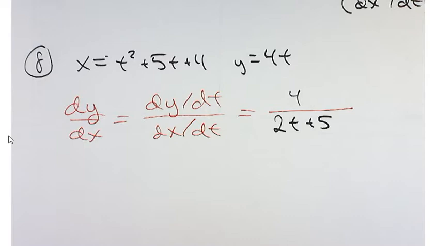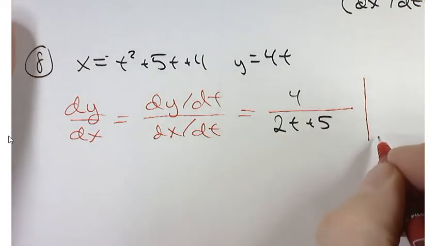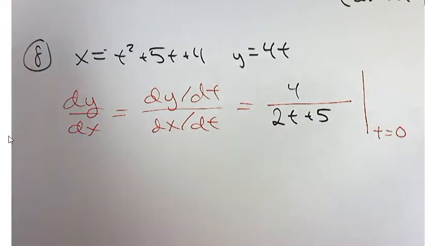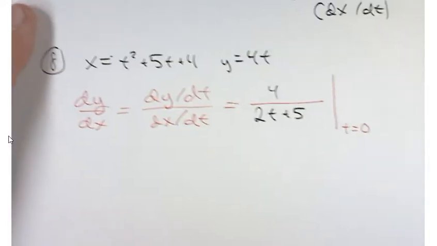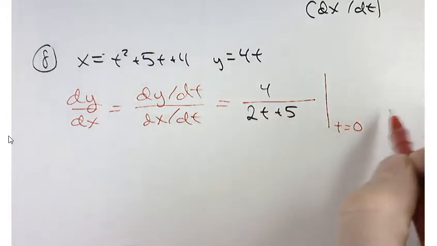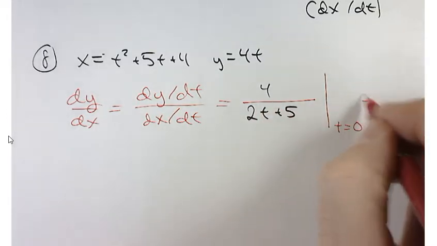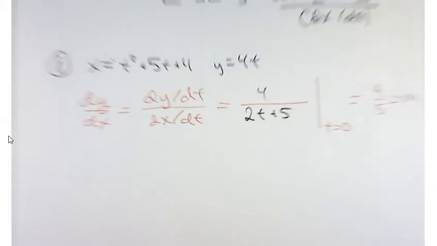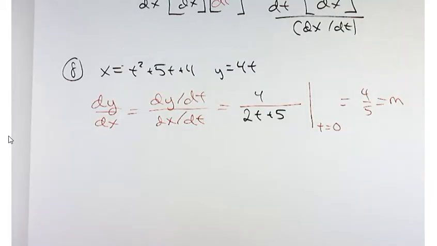Now, in this particular problem, I think they want the slope of the tangent line and the concavity at t equals 0. So if I want the slope of the tangent line, we're going to evaluate this function at t equals 0. So let's see what that gives me. Well, it's going to give me 4/5, right? That's the slope of the tangent line.